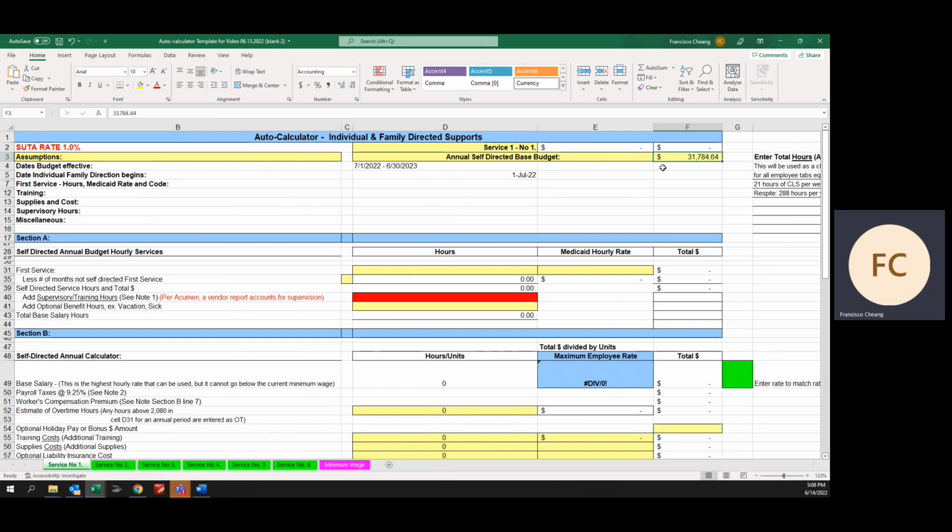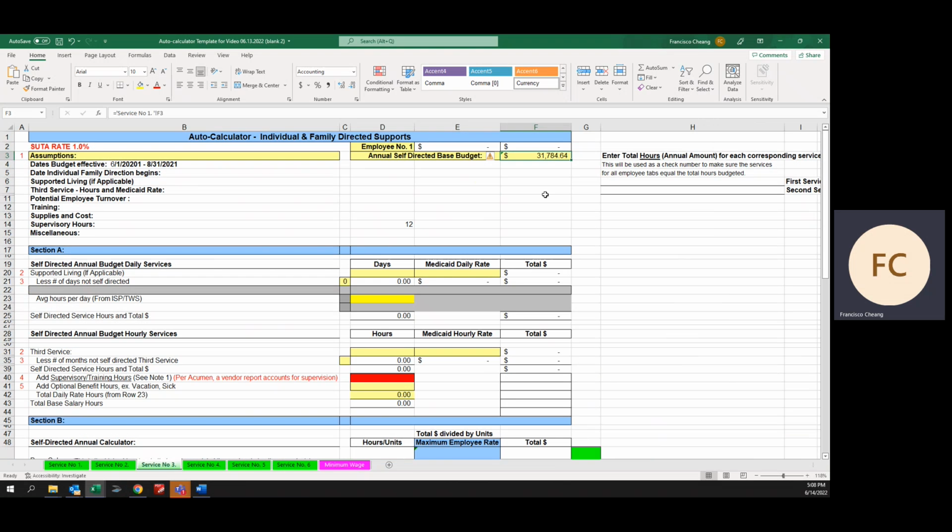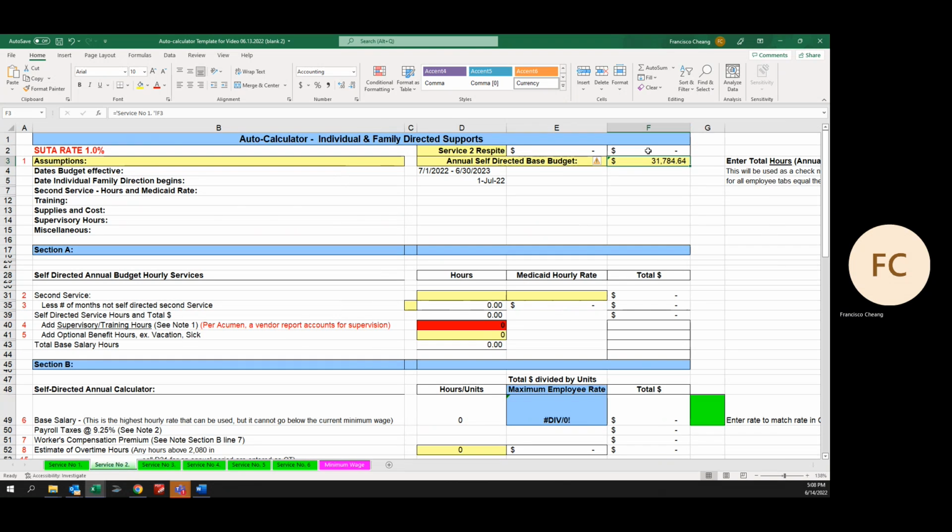Out of this entire section, this cell is really the only one that has an impact on any other cells, because once you enter the base budget, for this example $31,784.64, that is going to auto-populate in the other pages so that you can easily reference or correlate with the service that you're looking at for that page. So in the respite tab, you can compare the two amounts.